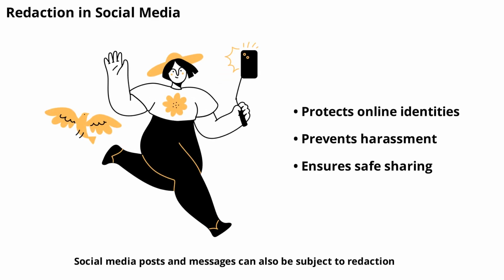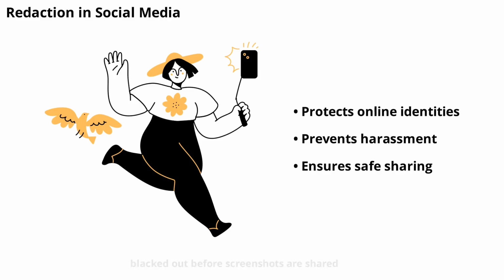Social media posts and messages can also be subject to redaction, especially in legal cases or public disclosures. For example, usernames, private messages, or identifying details may be blacked out before screenshots are shared. This helps protect individuals' privacy and prevents online harassment or doxing.